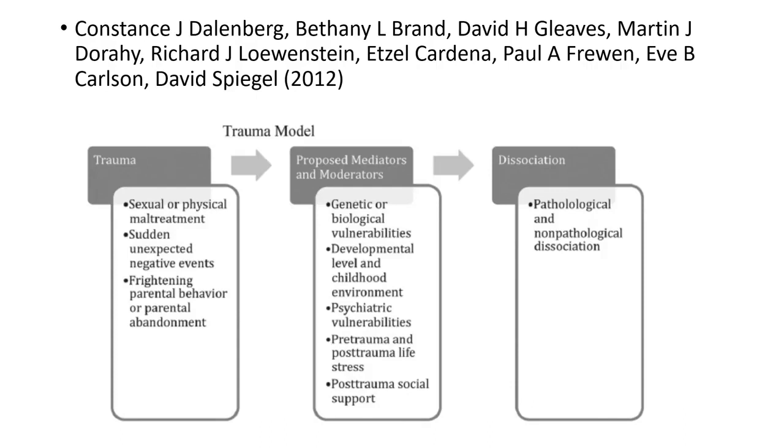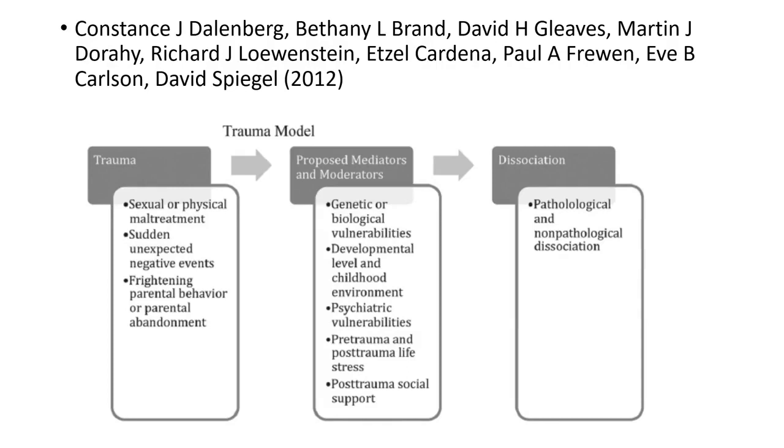Now, what they say about that relationship is that it can be adjusted by these mediators and moderators. So genetics can mediate whether you have a strong reaction to trauma or not, whether you become dissociated or not. Developmental level and the childhood environment at the time at which the trauma happened can also affect whether you become dissociated or not, according to this theory. And psychiatric vulnerability, so if you have a vulnerability to a psychiatric disorder, that can mediate the relationship between trauma and dissociation. In other words, if you are vulnerable, you might be more likely to be dissociated if you're traumatized.